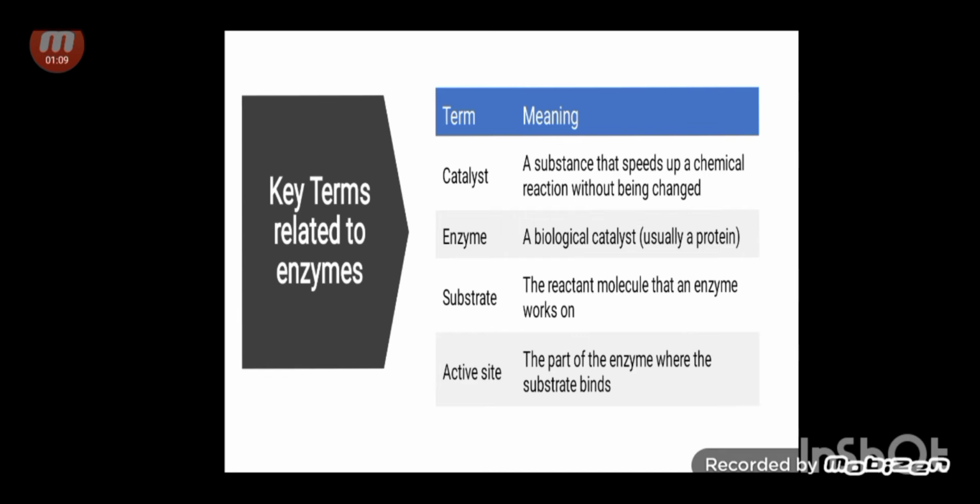There are some key terms related to enzymes like catalyst, enzyme, substrate, active site. Let's understand what is catalyst. A substance that speeds up the chemical reaction without being changed. It is actually the enzyme. Like enzyme is a biological catalyst. Substrate. It can be the food molecule because it is the reactant molecule that an enzyme works on, or anything for which we require the enzyme. Active site, the part of the enzyme where the substrate binds.